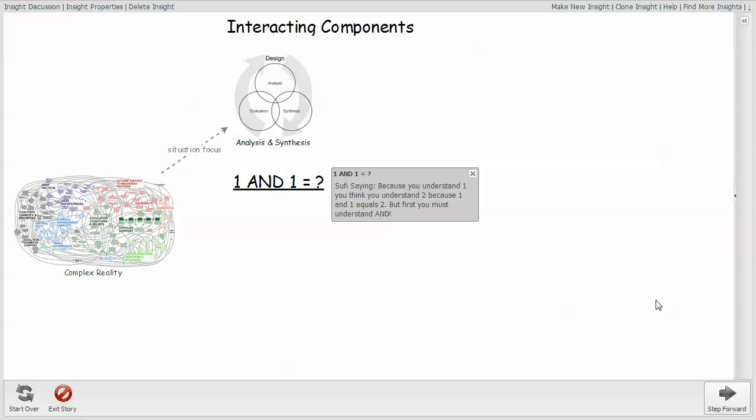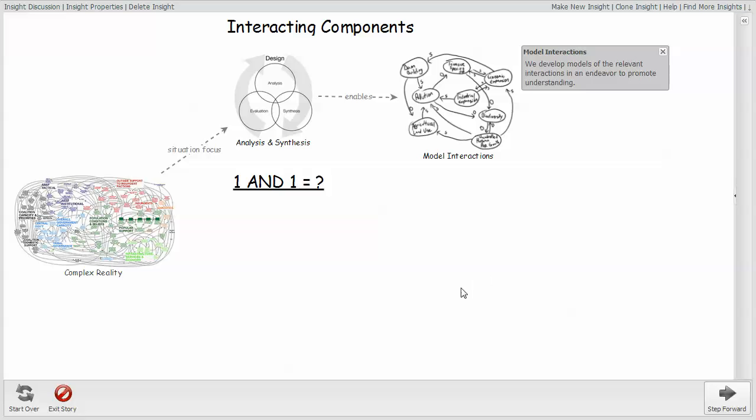My awareness of that came from a Sufi saying that goes: because you understand one, you think you understand two, because 1 and 1 equals 2. But first you have to understand "and." What's the real implication of "and"? Russell Ackoff used to say that an entity is not the sum of its parts. It's the product of their interactions, and you'll see that a lot more when I get into the model interactions video.